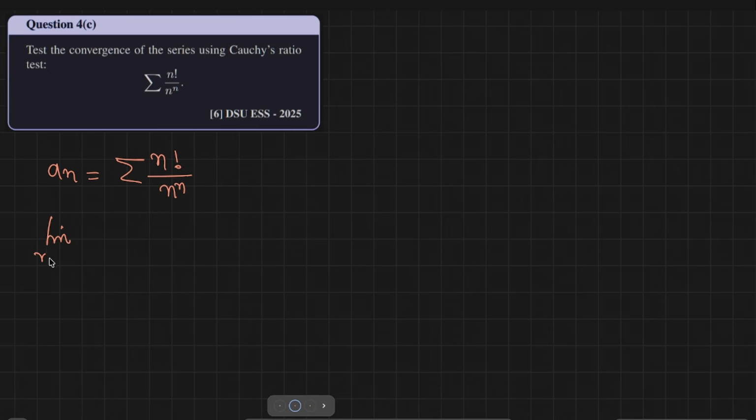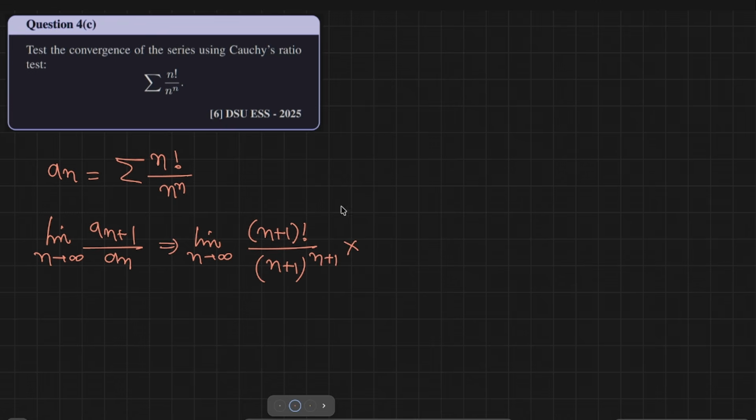That is the same, limit n tending to infinity an plus 1 upon an. Then it is limit n tending to infinity, n plus 1 factorial upon n plus 1 power n plus 1, into, I can directly write the opposite, n power n upon n factorial. I can write this as limit of n plus 1 factorial. I can open it. It is like this.